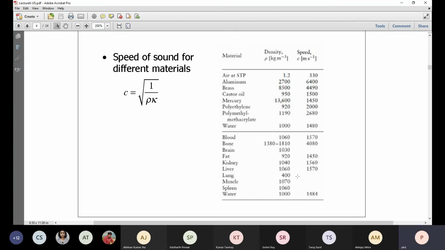The velocity here for the lung, of course, there would be a lot of reflections, but the average velocity could be between, maybe less than water, would be the velocity in lung. The muscle and spleen velocities would be close to water only.